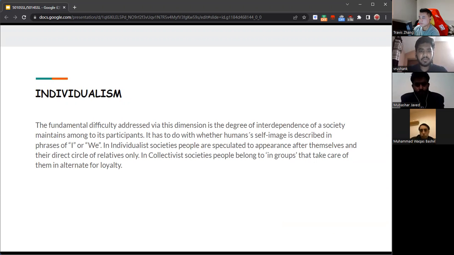The fundamental issue addressed by the dimension of individualism is the degree of interdependence a society maintains among its members. It has to do with whether people's self-image is defined in terms of I or we. In an individualist society, people are supposed to look after themselves and their direct family only. In collectivist societies, people belong to in-groups that take care of them in exchange for loyalty.